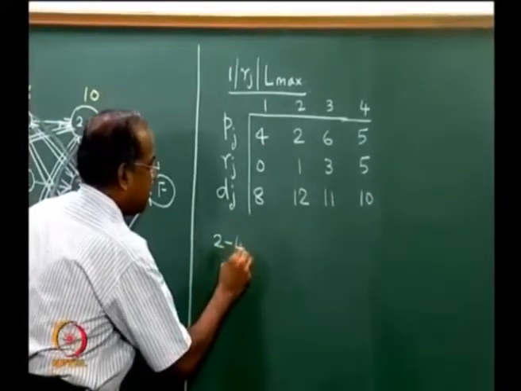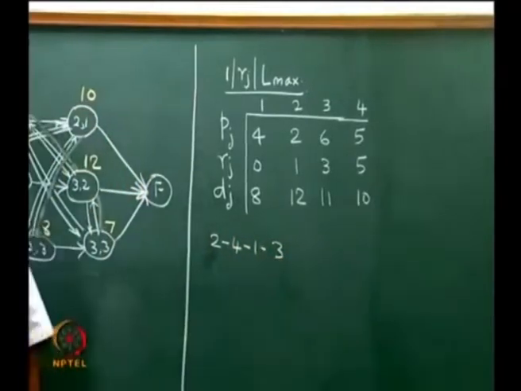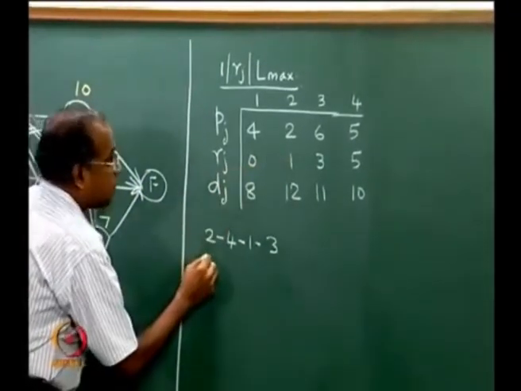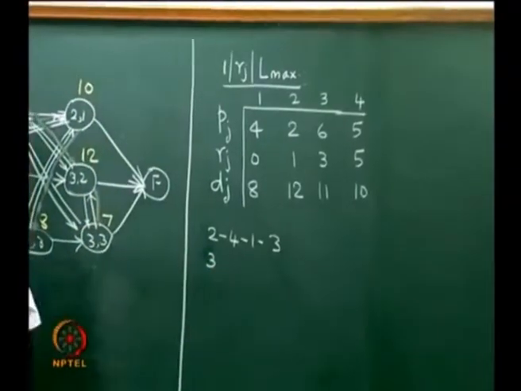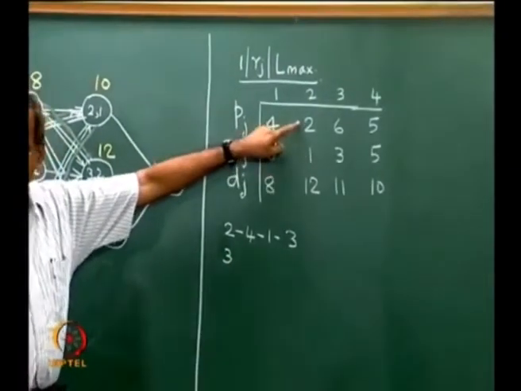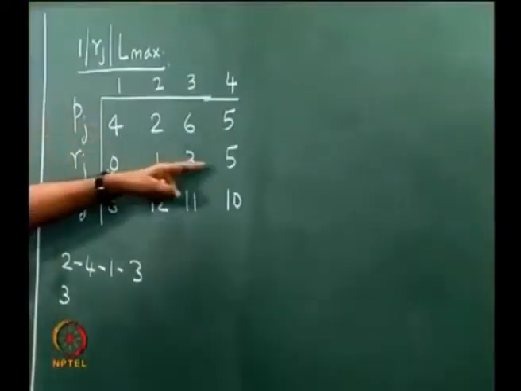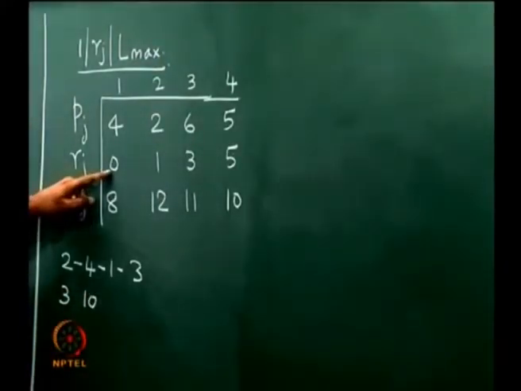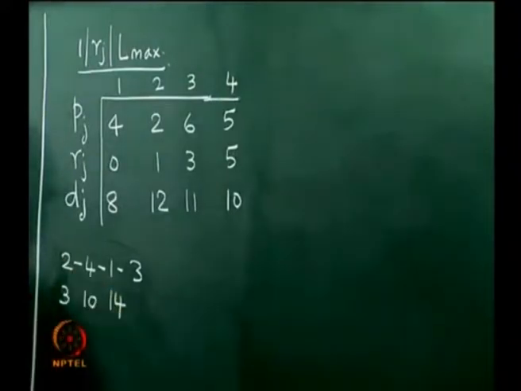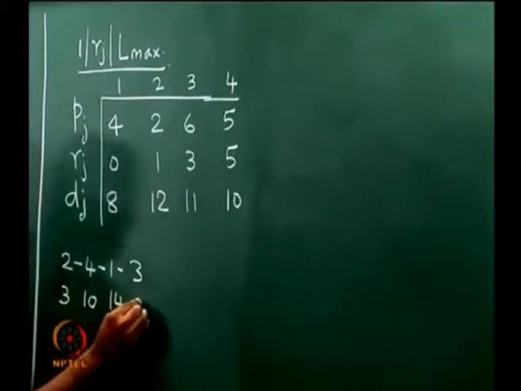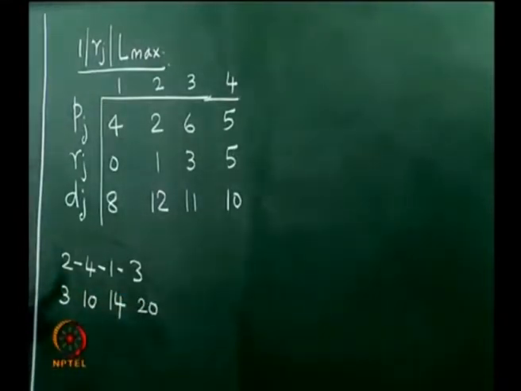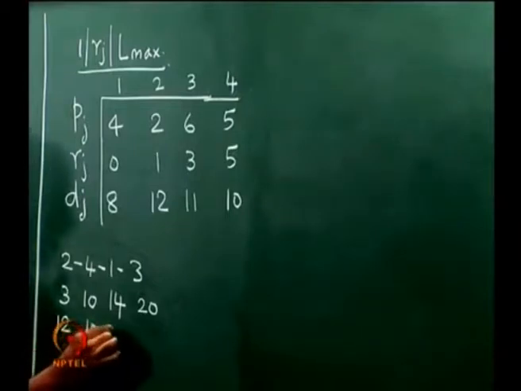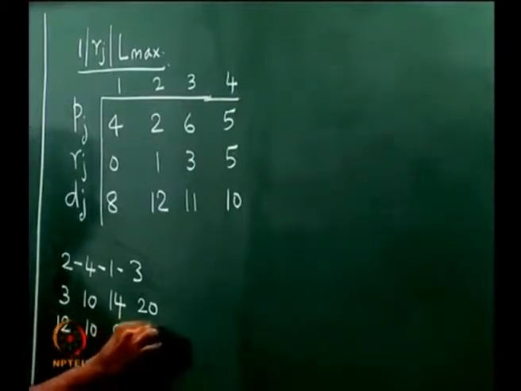2, 4, 1, 3, job 2 starts at 1, so finishes at 3, because it arrives at 1, takes 2 more units, finishes at 3. Job 4 arrives at 5, takes 5 more units, finishes at 10. Job 1 is available at 0, so 10 plus 4 is 14. Job 3 is available at 3, 14 plus 6 is 20. So, these will be the completion times. Now, the due dates will be 12 here, for 4 it is 10, for 1 it is 8, for 3 it is 11.